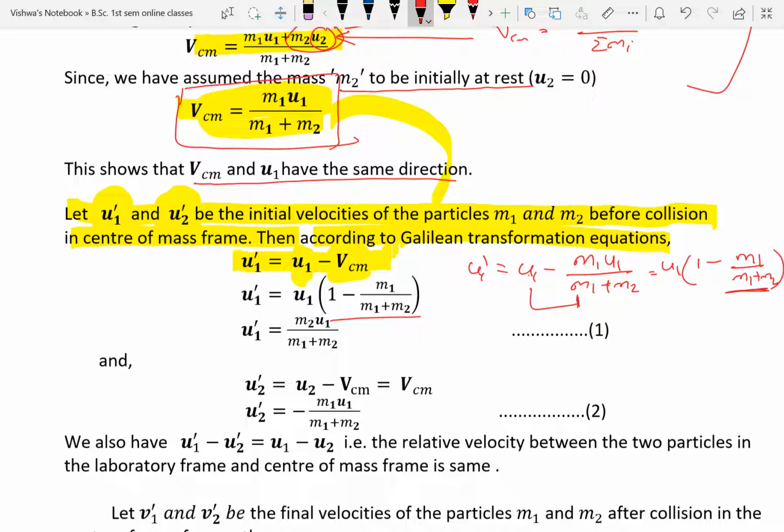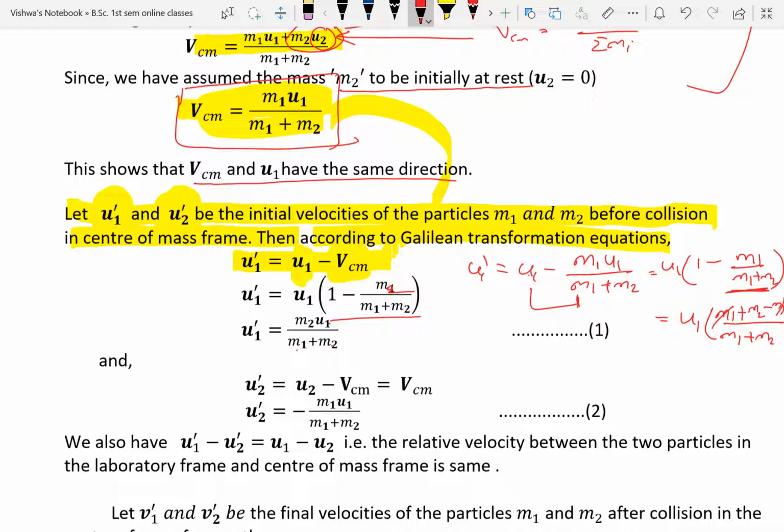Take the LCM, which is m1 plus m2. Then this can be simplified as (m1 plus m2 minus m1) divided by (m1 plus m2). The plus m1 and minus m1 cancel each other, so it becomes m2 by m1 plus m2. So what is u1 prime now? u1 prime equal to m2 u1 by m1 plus m2.